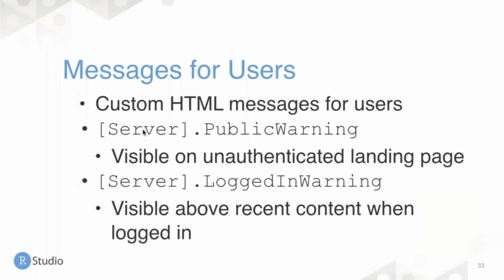One other feature that you should be aware of that's nice if you're going to be managing this: we do support 2 different settings that allow you to provide messaging for users. The server.public warning is going to provide a custom HTML warning on the unauthenticated landing page. So when people visit Connect and they're not logged in, they'll see this public warning. And then for logged in users, you can define the logged in warning setting, and that will show a warning message again on the landing page once the user is logged in.